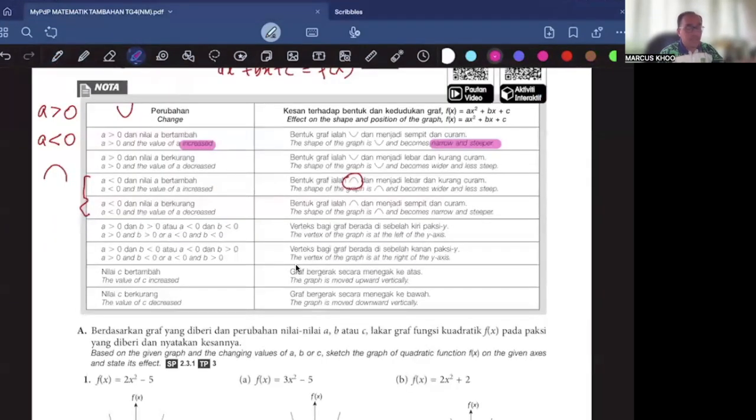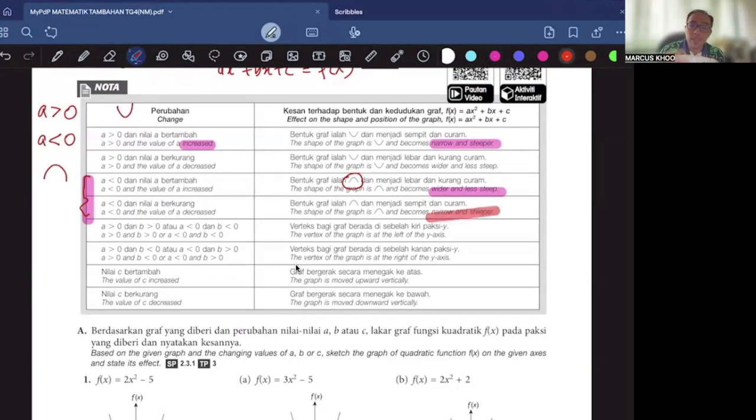The only thing that we need to ask ourselves is, if we increase the value, what happens to the shape of the graph? If we increase the value, it becomes narrower and steeper. And if you decrease the value, if A is positive, then the shape of the graph becomes wider and less steep. But it is totally the opposite when it is a negative A. If you increase the A and it is negative, it becomes wider and less steep. But when you decrease the A, if the A is negative, it becomes narrower and steeper.